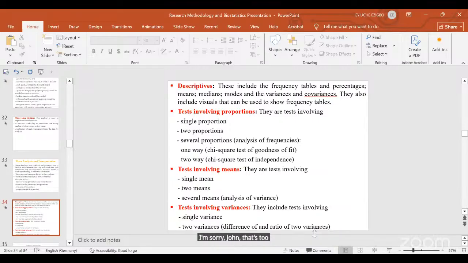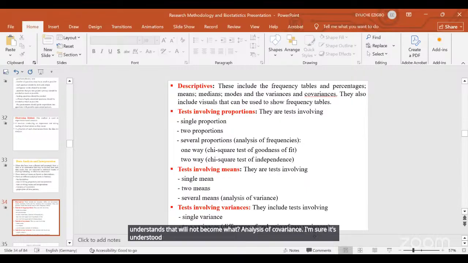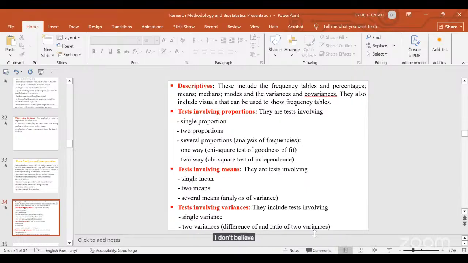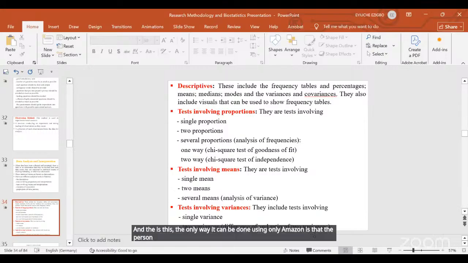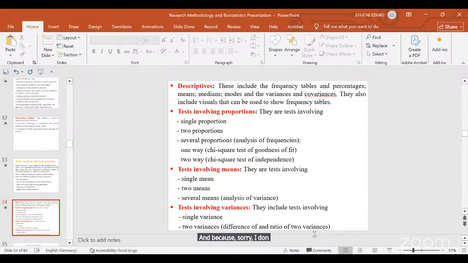When that is done, this type of analysis, ANOVA will now become what? Analysis of covariance. I'm sure it's understood. There is still yet another way that this type of test can be done using only ANOVA. And how is it? The only way it can be done using only ANOVA is that the experimenter decides, I don't want to bring in anything other than ANOVA in this work.